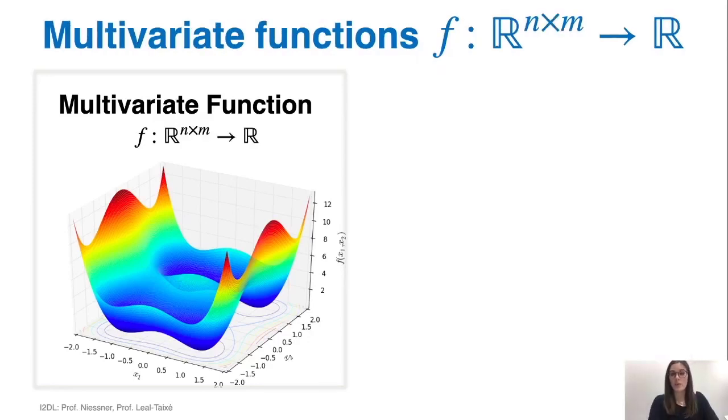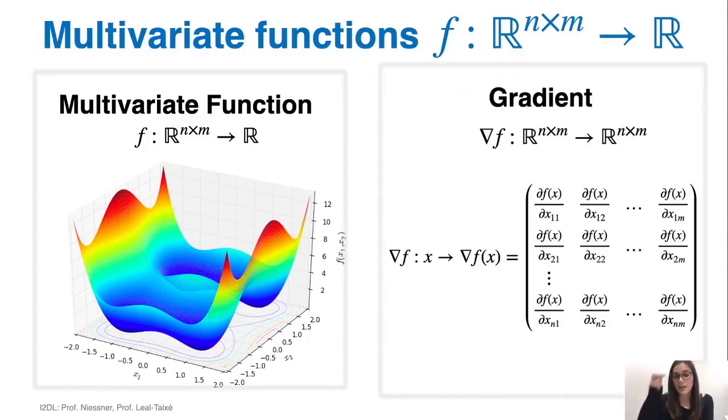Let's have a look at a more complex situation. When we now want to have a look at a function f which is going from the space R to the power of n times m, so our input is essentially a matrix, to the space R, then our visualization would look much more complicated, and it's much more difficult to visualize such a function. But we also call the corresponding derivative a gradient, and the notation is the same. We also use this nabla symbol, and our gradient function is now going from the space R to the power of n times m to R to the power of n times m. So the output again is now not a vector but a matrix.